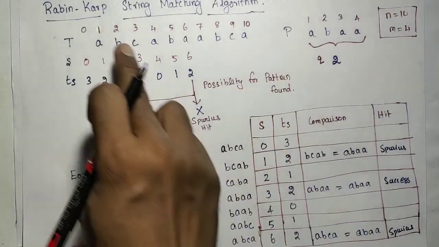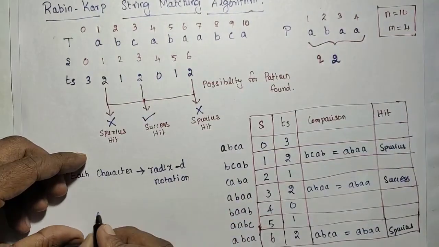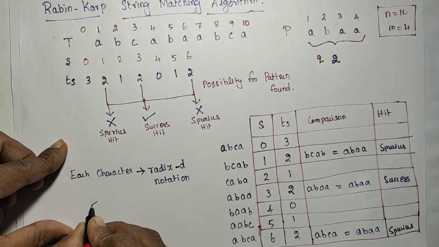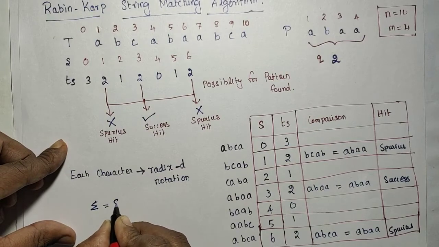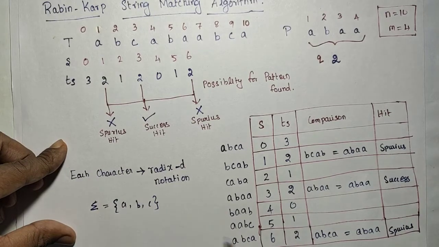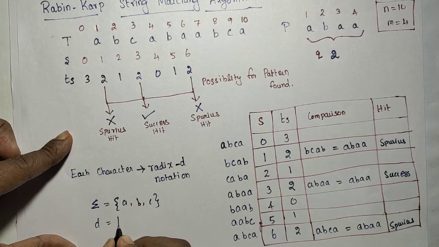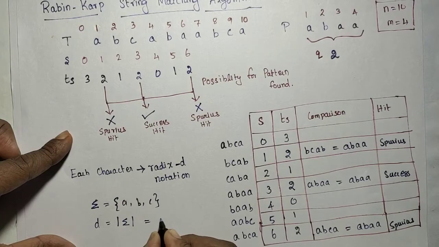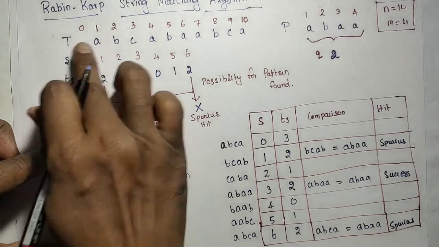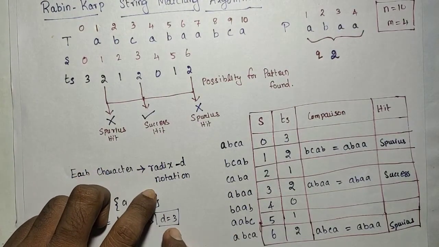What are all the characters you have used? The characters in the string are represented as an alphabet, that is sigma. So sigma equals, here, what are the unique characters we have used? A, B, C. These 3 characters alone we have used. The d is nothing but the modulus of sigma. Mod means the number of characters, which here is d equal to 3. So the example we have discussed is d equal to 3, that is radix d notation.